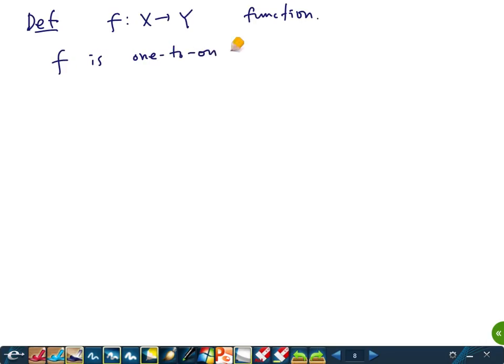And so, functions. Another definition. f is a function. We say that it's one-to-one or onto. f is one-to-one or injective. They mean the same. Injective.